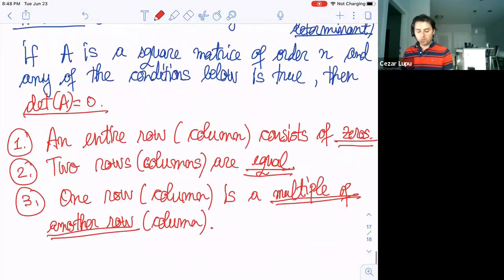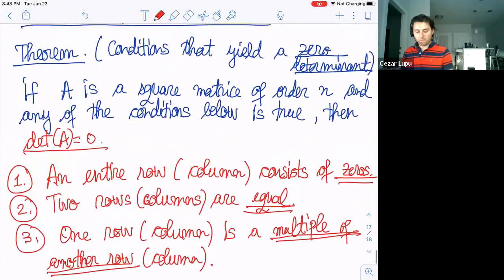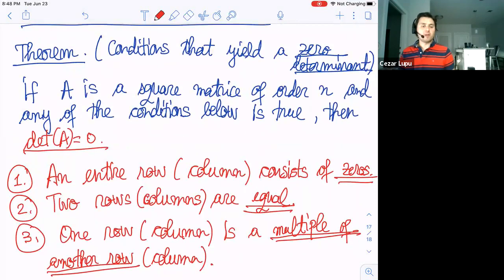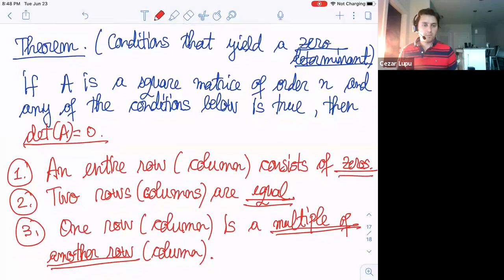So I want you to look at these conditions. This is the theorem. Under these 3 conditions, we will have a matrix with the 0 determinant. If you notice any of these conditions when you try to compute the determinant, or after you do some elementary row or column operations, then you can stop. The determinant is 0.